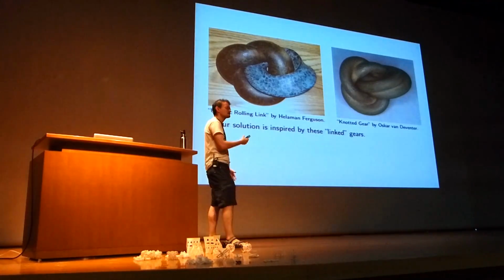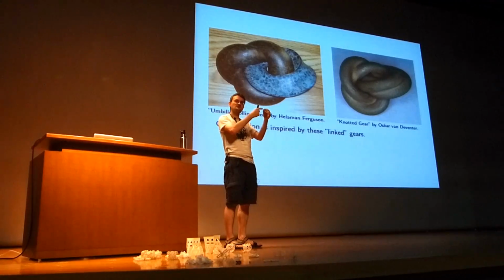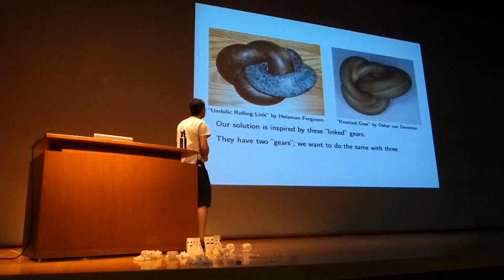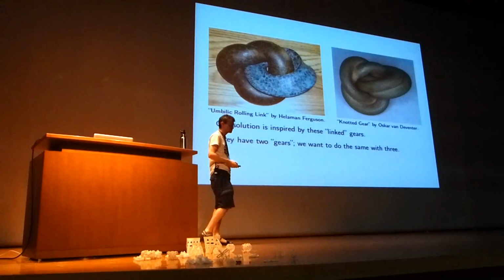Another way to think about this is if you imagine a nut on a bolt, but then you curve the bolt around to be circular. And so this is how they sort of interact with each other. So they have 2 gears. We wanted to do the same thing with 3.